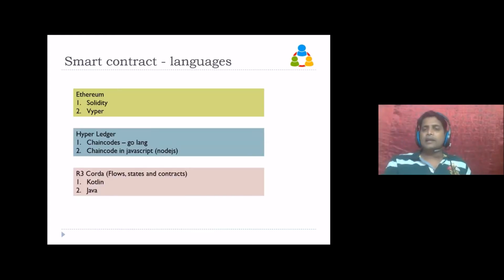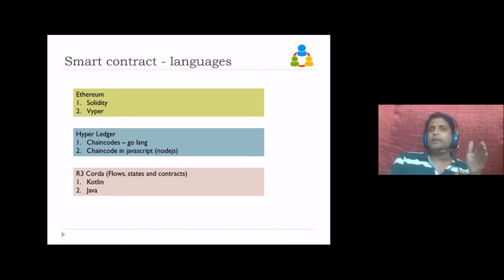Then there are various languages by which you can write smart contracts. In Ethereum, the popular language is called Solidity. It is similar to JavaScript. Once you write your web pages, you write JavaScript programs. The Solidity language is something similar to JavaScript. There is another language which can be used to write Ethereum smart contracts, that is Vyper. There is another called Serpent. All those things are there.